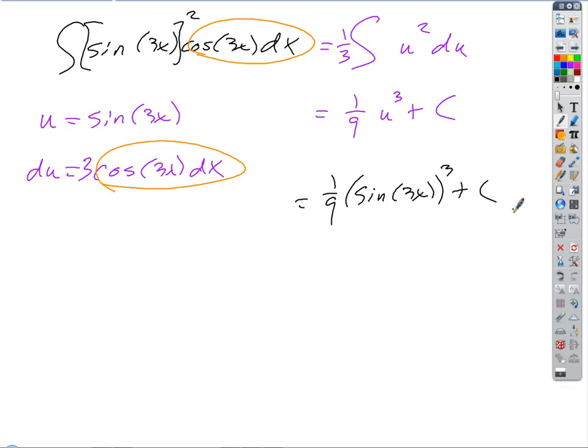Okay, so what about, I want to find an example where we have to complete the square. How about this one? Okay, what about that? Now, I want you to make this connection here too.